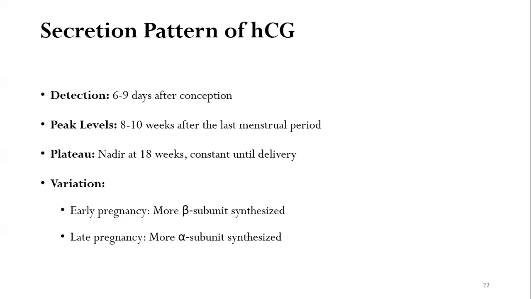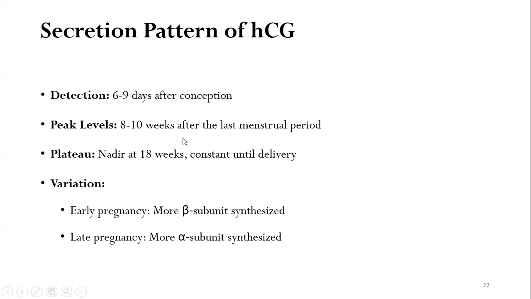Now, what is the secretion pattern of HCG? HCG can be detected as early as 6 to 9 days after conception. HCG is a hormone which is very sensitive for pregnancy. We know that all the pregnancy kits, that is the urine pregnancy test kit or the blood pregnancy test, actually detect the hormone HCG. The urine pregnancy test kit can detect even small amounts of HCG, very early, around 6 to 9 days after conception.